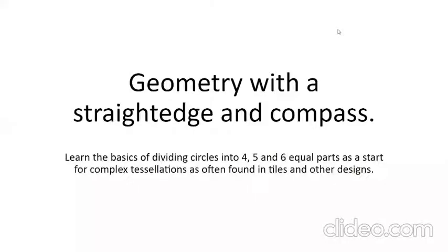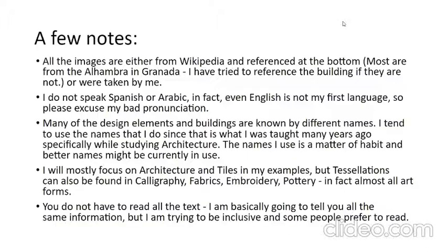Hello all, today we're talking about geometry with a straight edge and compass. We are going to learn the basics about dividing an angle and then circles. A few short notes: all the images are either from Wikipedia or I took them myself. English is not my first language, so please excuse any bad pronunciation. Many design elements and elements of buildings will have different names, and I might not be using the most current one. Please bear with me.